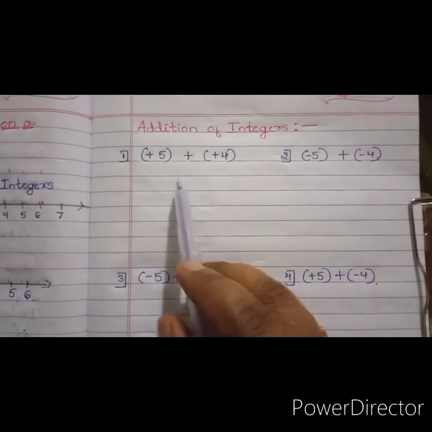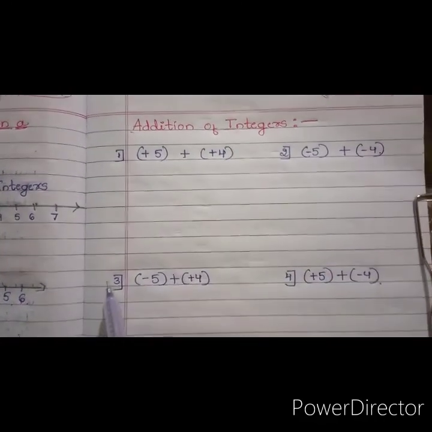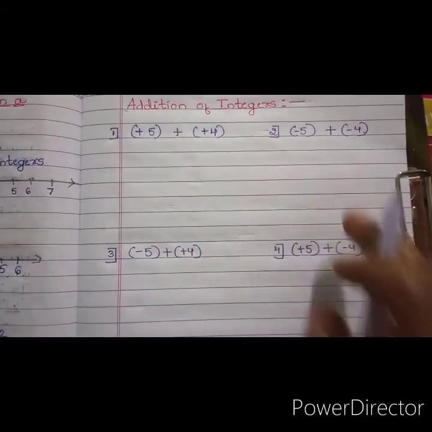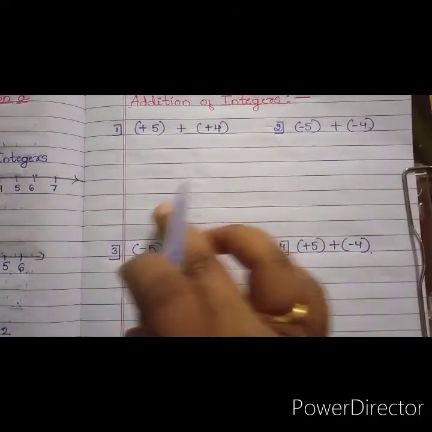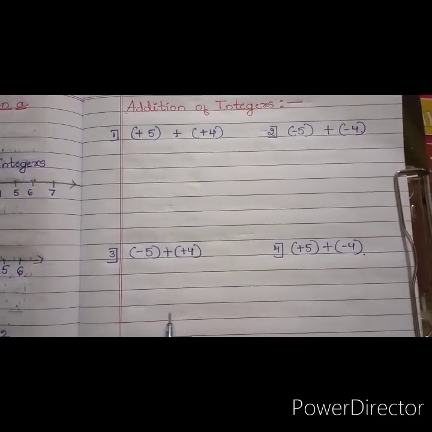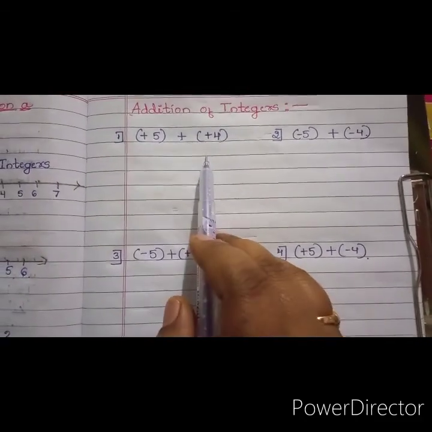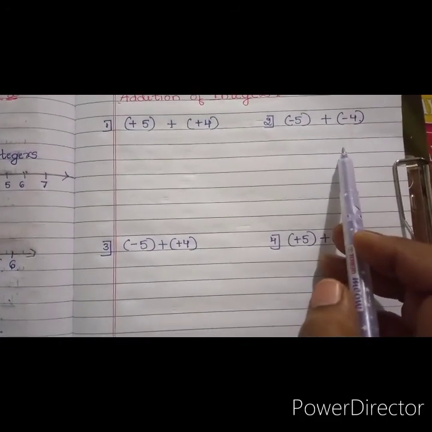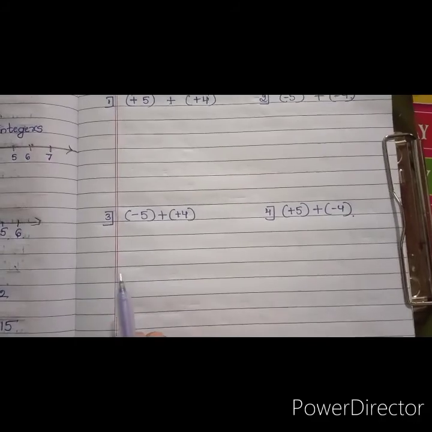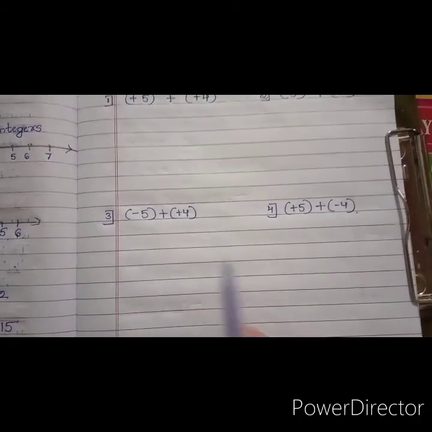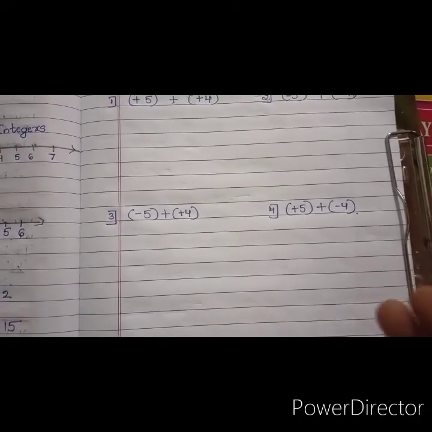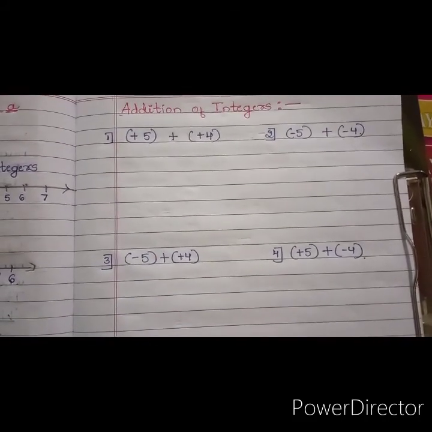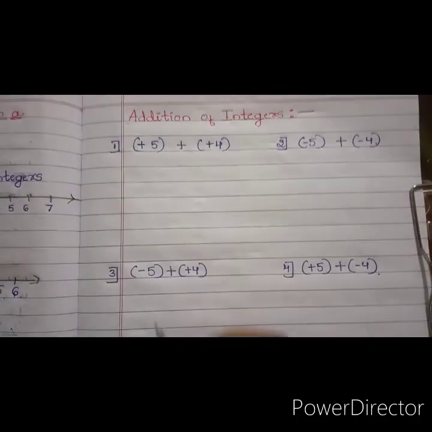See here children, next one is addition of integers. So how to add the given integers? Here 4 examples are there. They are very different examples, because here we are adding 2 positive integers. Here we are adding 2 negative integers. Here 1 is positive and 1 is negative. Here 1 is negative and 1 is positive. So how to add these types of integers? Let us learn that.